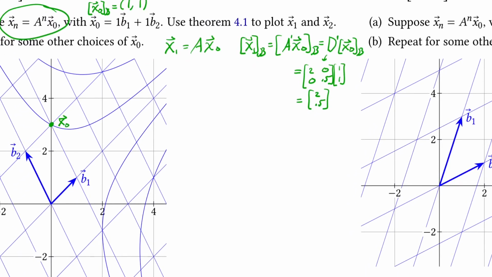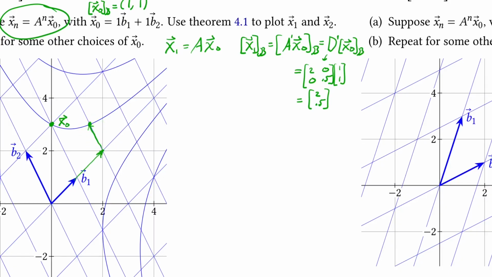Now, this doesn't mean the vector (2, 0.5) right here, because again, we're talking about B coordinates of this. So these are where do we go in the B1 and B2 directions along these axes. So the B1 coordinate is 2. So this is 2B1 right here, twice as far. And then the B2 coordinate is 0.5 times B2, so half as long. So the actual point x1 is, I don't know, approximately (1.5, 3), something like that.